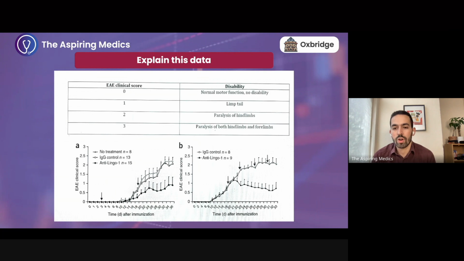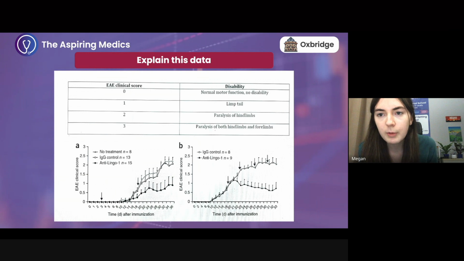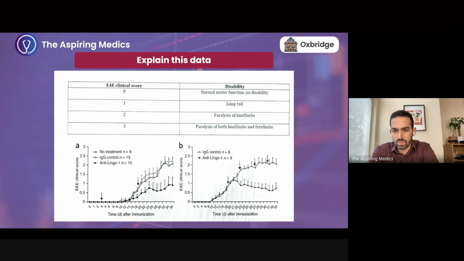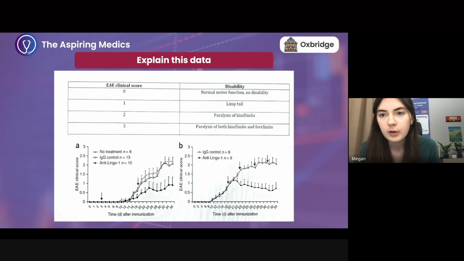And if we now look at graph B, what does graph B show you? Graph B is comparing just the IgG control and the anti-LINGO-1. And they receive a lot more boosters in this one. So 1, 2, 3, 4 boosters and then the original, so 5 injections in total, I think, for that graph. Good. And there's a different number of participants as well.